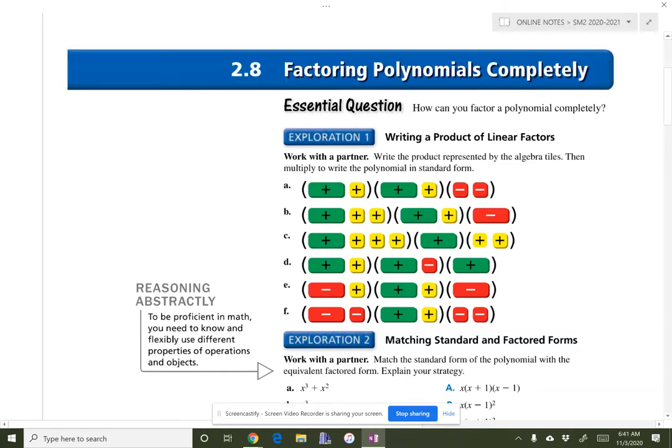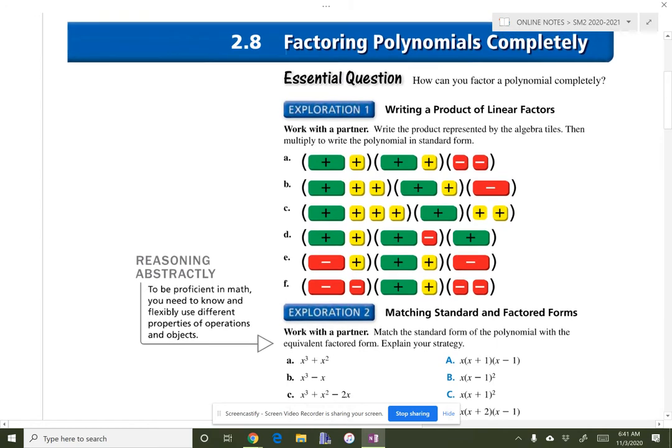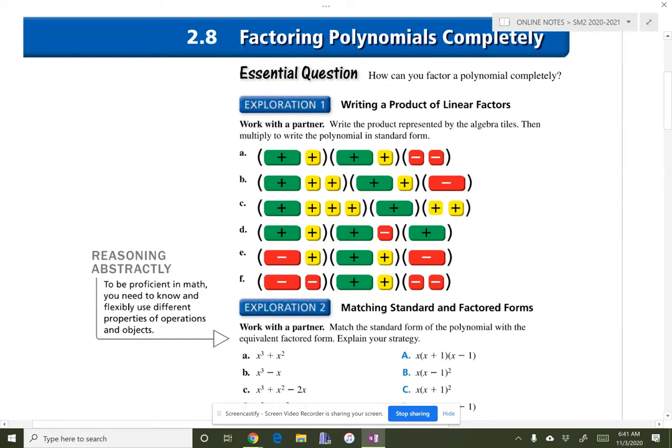2.8. This first part of 2.8 has to deal with kind of a review of what's going on, but we're still talking about factoring and understanding that factoring is the opposite of multiplying. So we're taking a long thing and writing it as a product. But this first part says work with a partner, write the product represented by the algebra tiles, then multiply to write the polynomial in standard form. I'm okay for this part. I just want you to understand and be able to translate from the tiles to an equation.